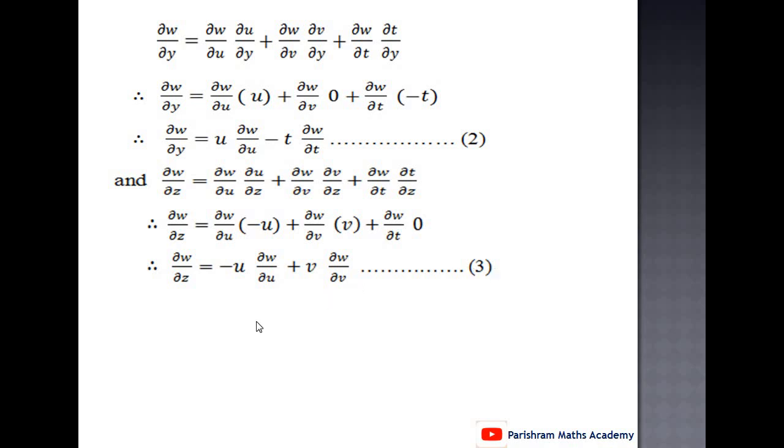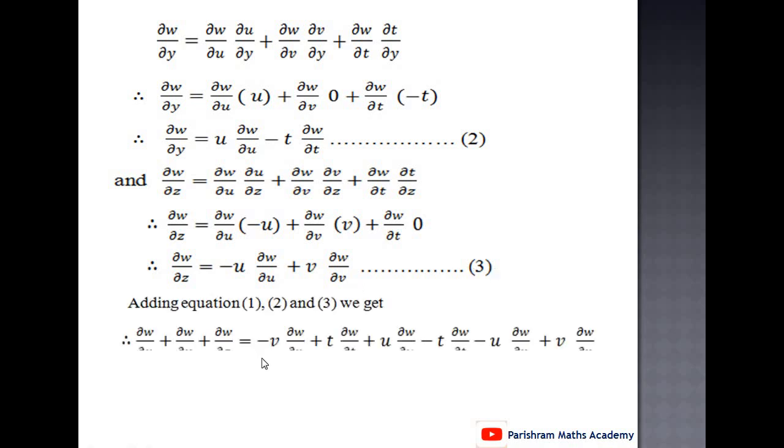Then adding equations 1, 2 and 3, we get ∂w/∂x + ∂w/∂y + ∂w/∂z. From equation 1, the first term is −v ∂w/∂v + t ∂w/∂t, plus from equation 2, u ∂w/∂u − t ∂w/∂t, and from equation 3, −∂w/∂u + v ∂w/∂v. Then all terms cancel here and therefore the sum equals 0.